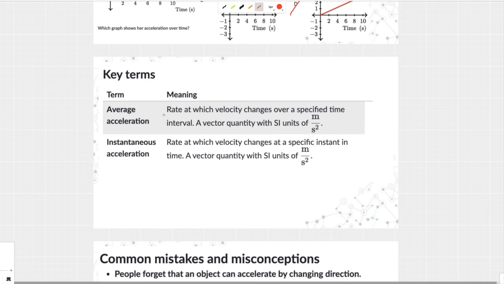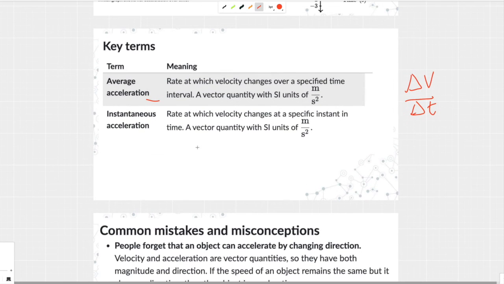So key terms. Average acceleration. Average acceleration is the rate at which velocity changes over a specified time interval, and it's a vector quantity. So average acceleration is the change in velocity over the change in time. And instantaneous acceleration is the rate at which the velocity changes at a specific instant.